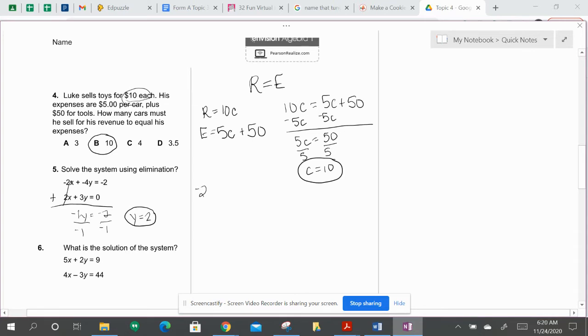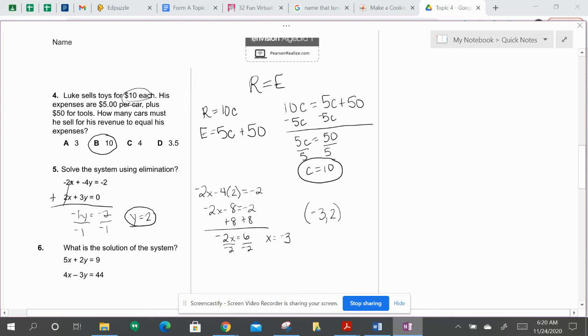So negative 2x minus 4 times 2, I'm replacing the y with 2 since that's what they told me, is equal to negative 2. Simplifying, I'm going to get negative 2x minus 8 is equal to negative 2. I'm going to add 8 to each side and end up with negative 2x is equal to 6. And then divide by negative 2, and get x is equal to negative 3. So I have a solution of the ordered pair negative 3 comma 2.